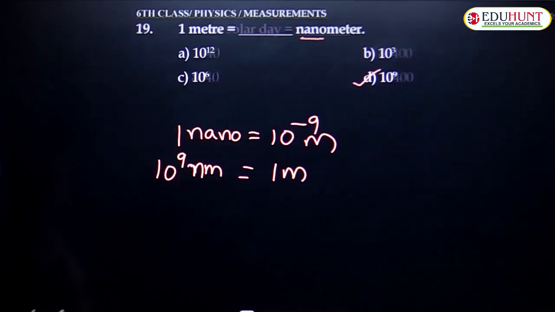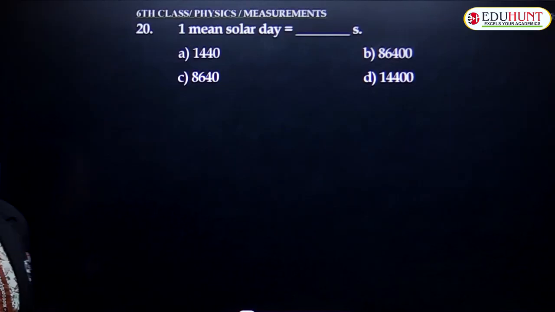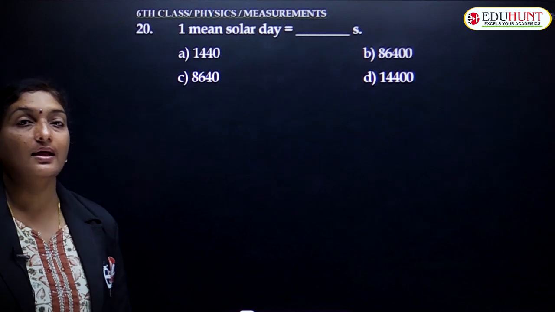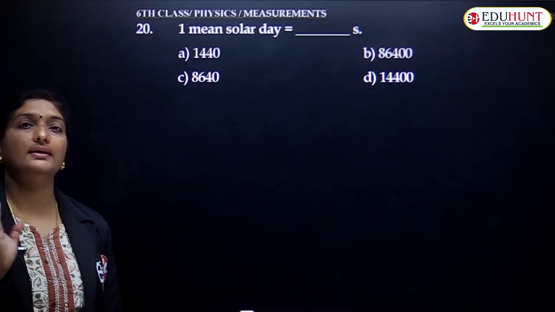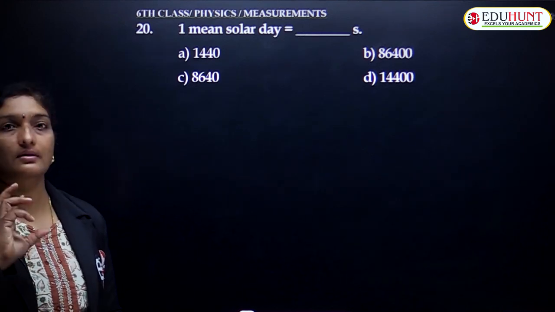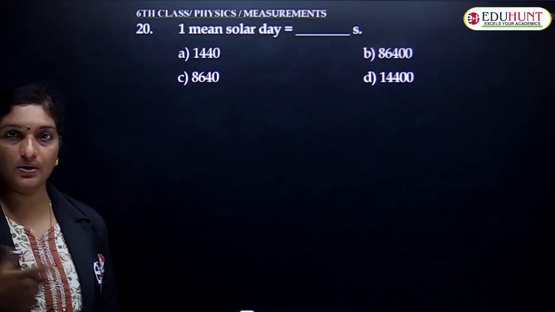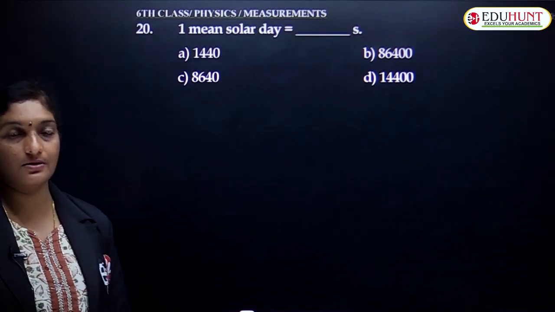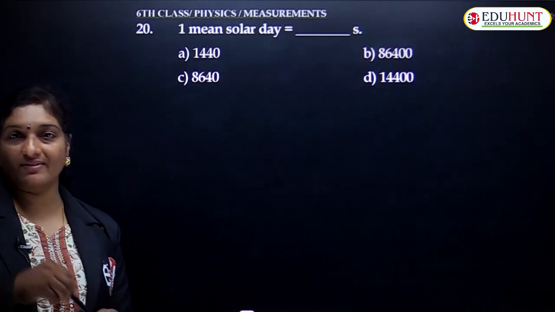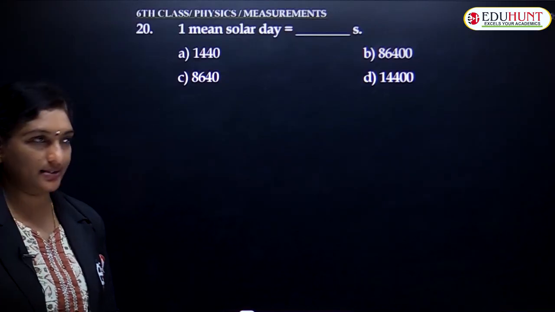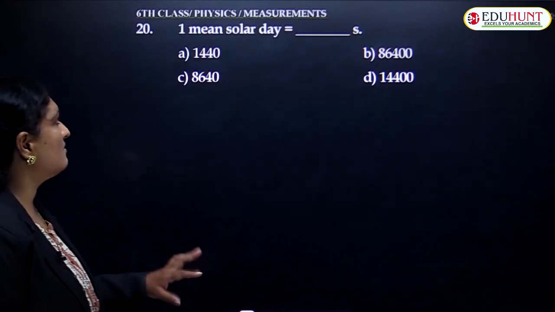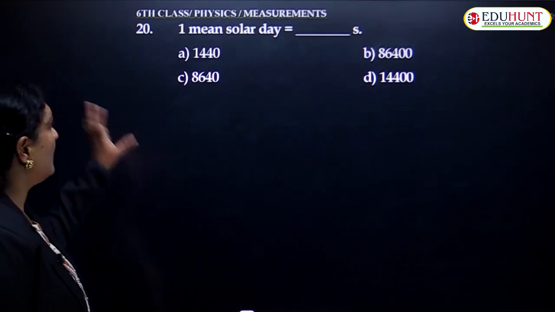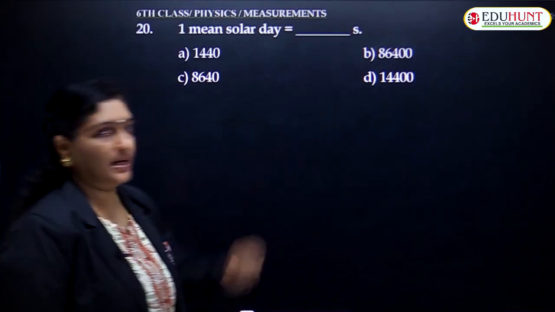1 mean solar day. Children, I already told you the meaning of 1 mean solar day. It is nothing but the average of all the time periods of the earth revolving round the sun; we need to calculate the average of all solar days. In order to complete one revolution, it takes 365 days. So, dividing all the revolution by this, how much will it be? Equal to 24 hours. But here, it was asked in seconds.